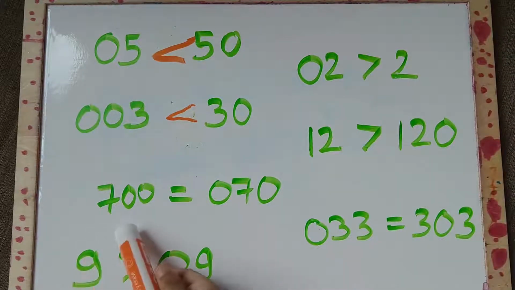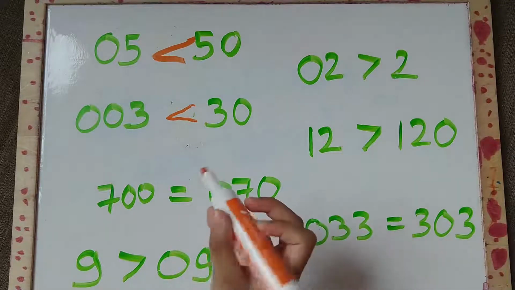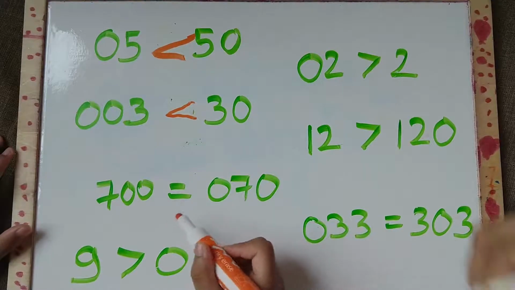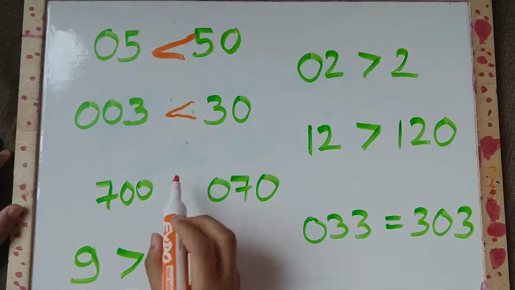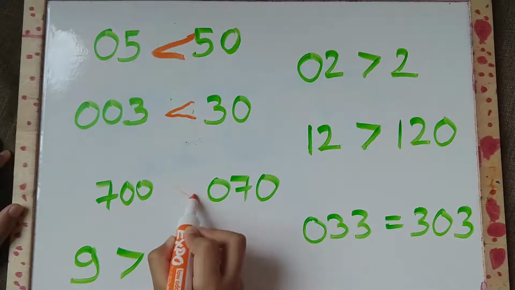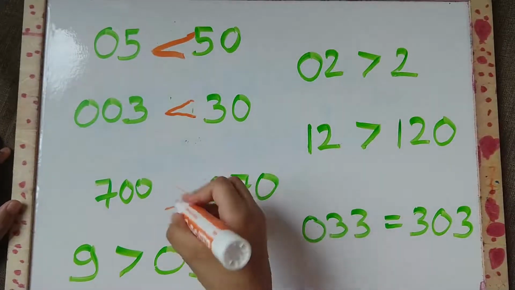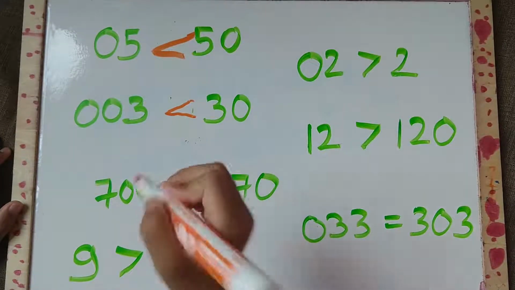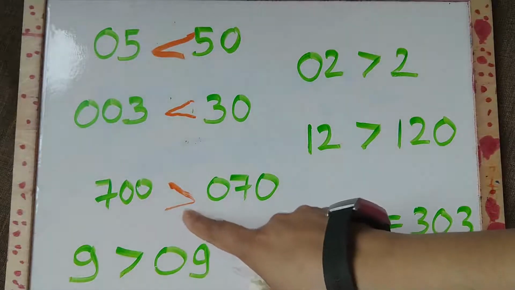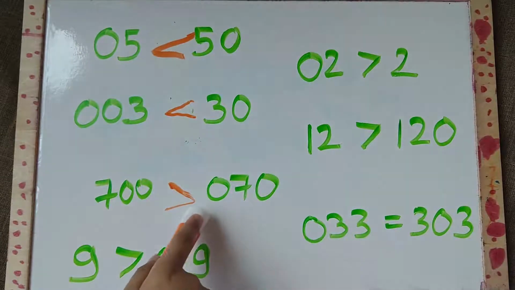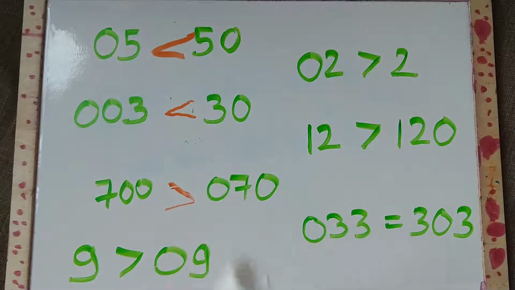This is 700 and this is 70. So what sign will come there? Equal to, greater than, or smaller than? Smaller than? Big number. Now read the sentence. 700 is greater than 70. So this is what sign? Bigger than or greater than.